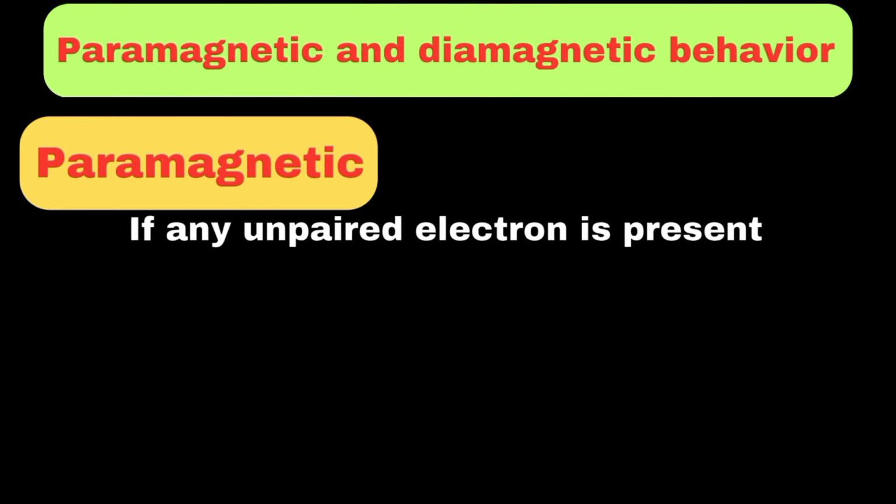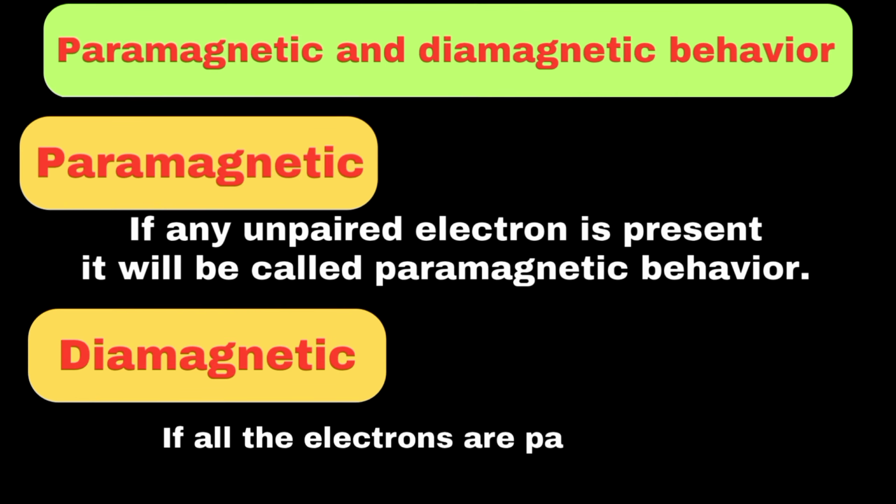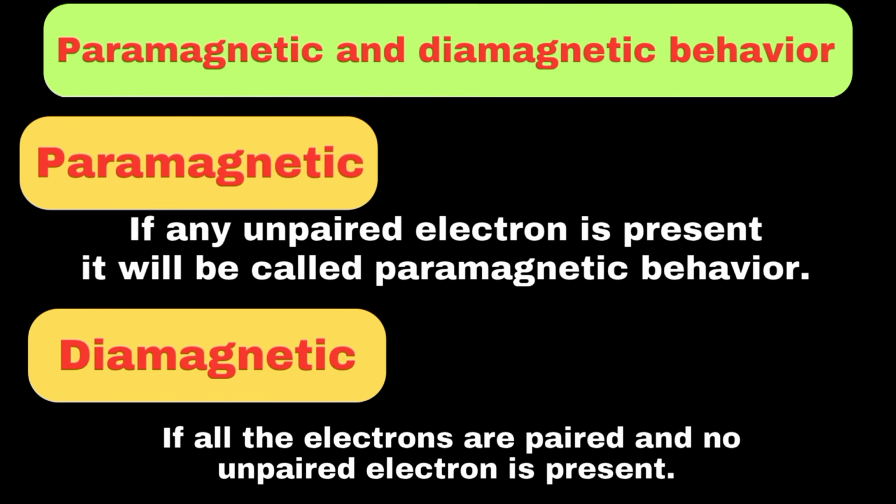Now, we will understand the difference between paramagnetic and diamagnetic behavior. We need to remember that if there is any unpaired electron present in molecular orbitals, then that molecule will always be paramagnetic in nature. But if all the electrons are paired and no unpaired electron is present in molecular orbitals, then we should say that it is diamagnetic in nature. To understand this deeply, and also to understand the main concepts of molecular orbital theory, now we will take the example of a nitrogen molecule.